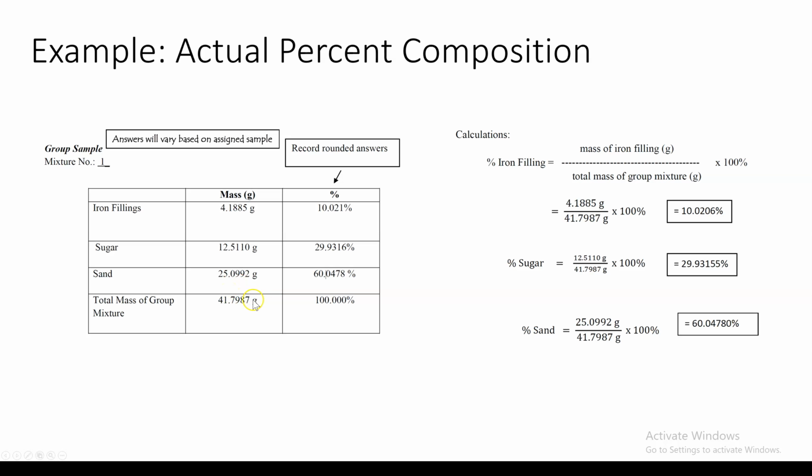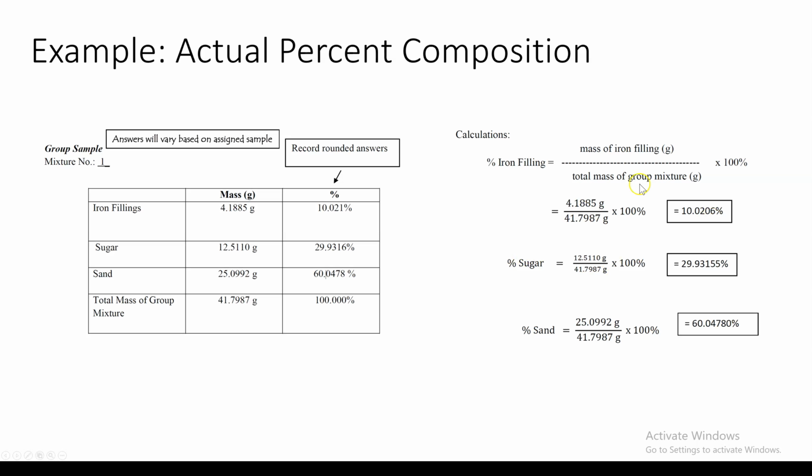Now, how do we then calculate what would be the percent composition of each of these components? It will be done as follows. The percent of iron would equal the mass of the iron filings divided by the total mass of the entire mixture multiplied by 100. So in this case, we have 4.1885 gram of iron, and we divide this by the total mass, 41.7987, multiplied by 100. And this would then equal 10.0206% of iron by mass.